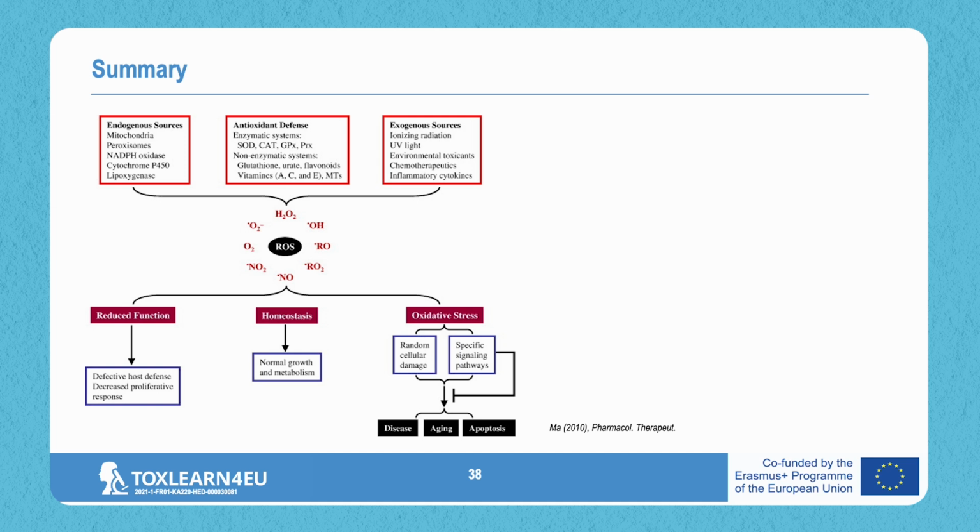But when it's reduced function, then we can have defects in host defense responses and also in cell proliferation. And on the other hand, if we have too much oxidative stress, then we can have random cellular damage, but also specific signaling pathways that will give rise to disease, aging, apoptosis, so a negative outcome for the organisms. So, maintaining a good and proper redox balance is essential for normal life on Earth.